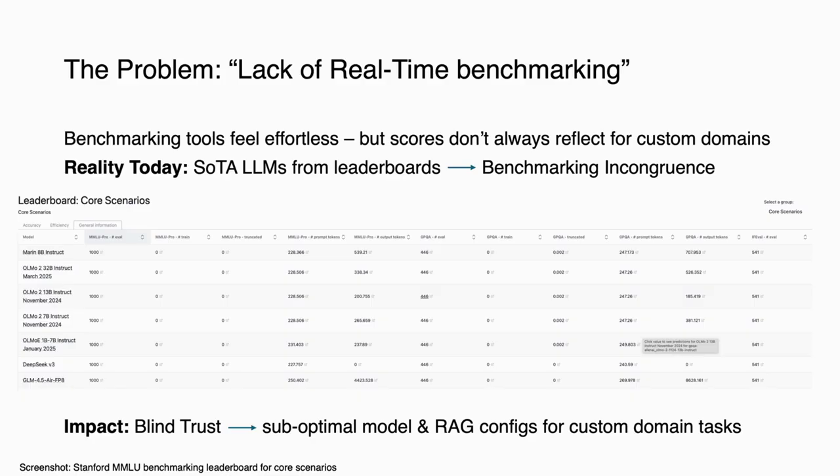The current landscape of benchmarking is still very heavily reliant on leaderboard scores. Many of us take the state-of-the-art performing LLMs and try to apply them for our custom tasks, which mostly never reflect the same scores as shown in these boards, leading to a concept of benchmarking incongruence. The impact of blind trust in these scores leads to utilization of suboptimal models and RAG techniques for our custom domain tasks.